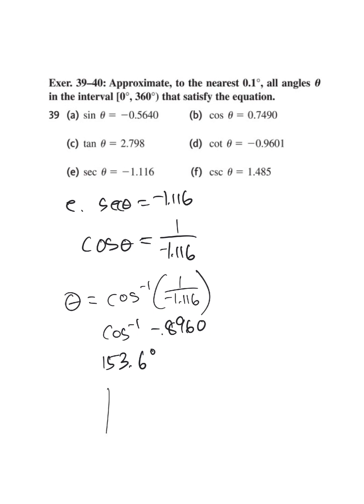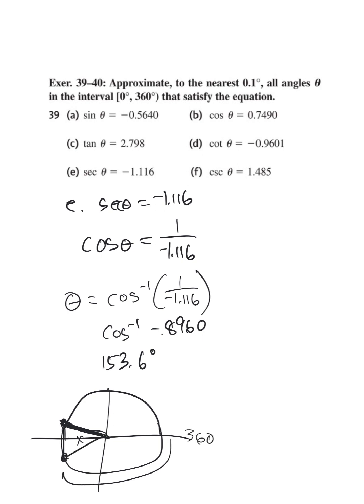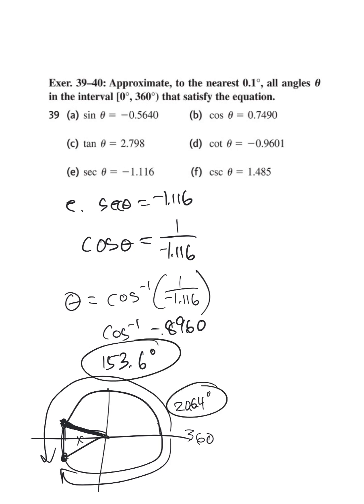153.6 degrees. So that's right here, and it's the cosine that we're dealing with. So that's the x value, which means it's also right there. So if we take 360 and subtract 153.6, we get 206.4 degrees. So those are the two answers for E. And now F is the cosecant of theta. So instead of saying 1 over sine, we'll say sine of theta, and we'll do 1 over the 1.485.